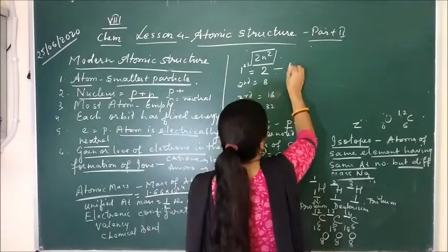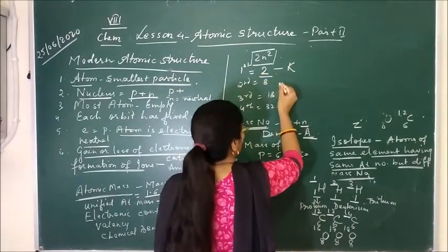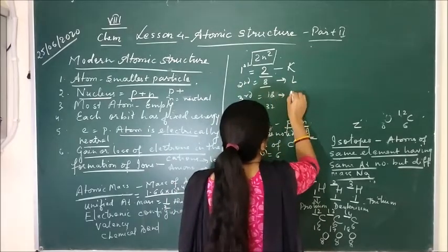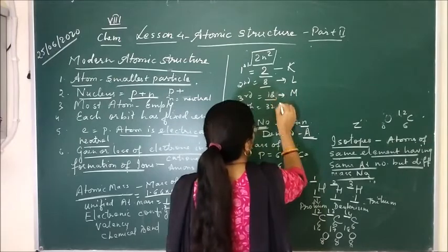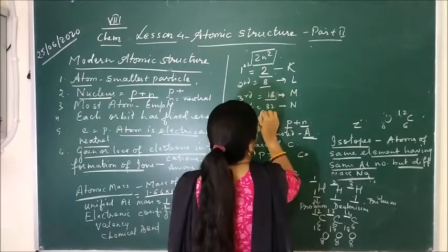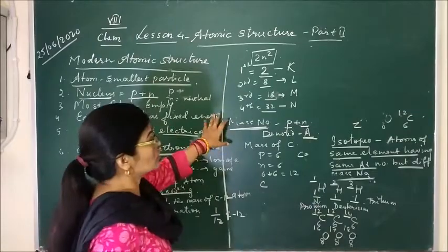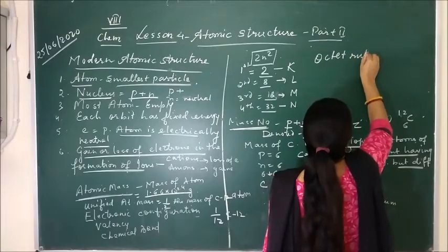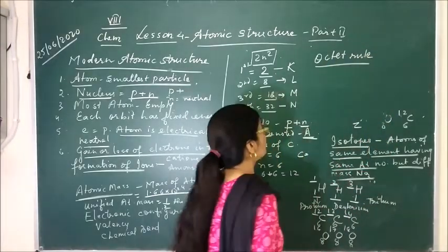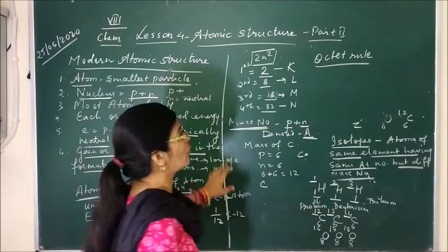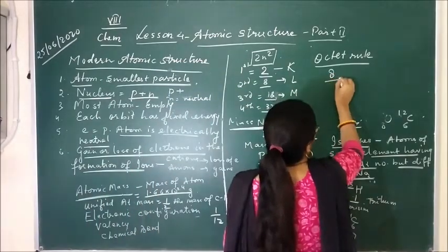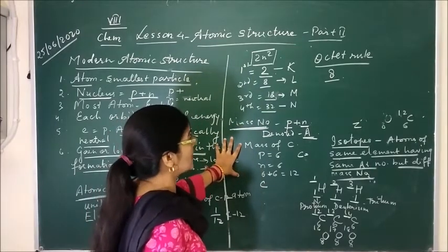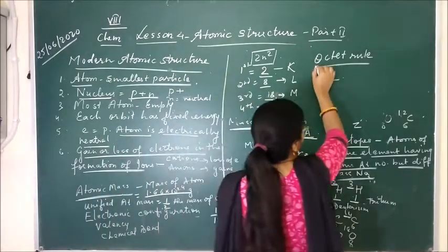In the first shell, the K shell, the maximum is 2 electrons. In the L shell it can occupy 8 electrons, in the M shell 18 electrons, and in the N shell 32 electrons. But what does the octet rule say? The octet rule says that the outermost shell, the valence shell, should have a maximum of 8 electrons, not more than that. That rule is called the octet rule.